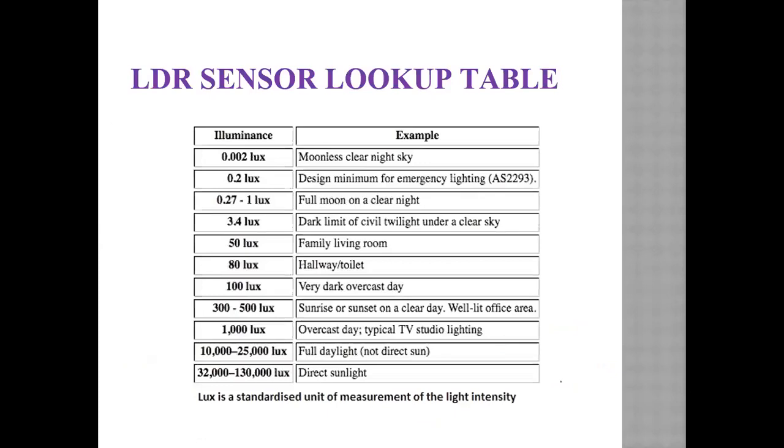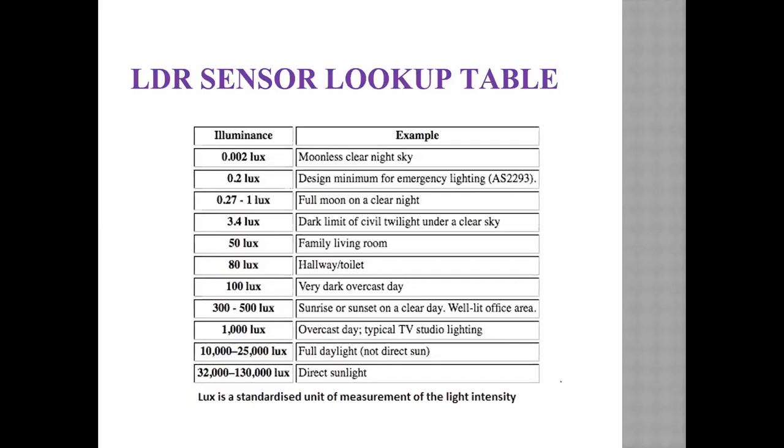So here I have given, suppose moonless, the illuminance will be 0.02 lux, and where you have a full moon it will be 0.27 to 1 lux in a clear night. Dark, when it comes, is 3.4 lux, like that. A family living room should have 50 lux. Hallway or toilet should have 80 lux. A very dark overcast day is 100 lux. Therefore, these sensors control the intensity of light within the room or wherever your target is.